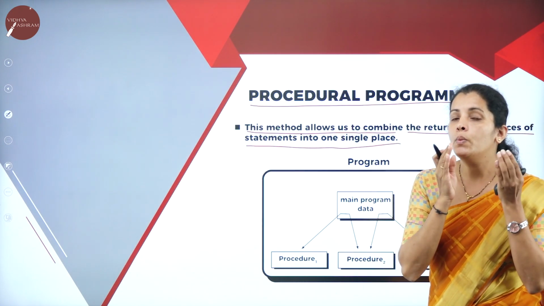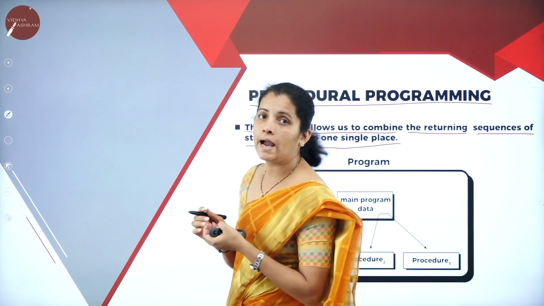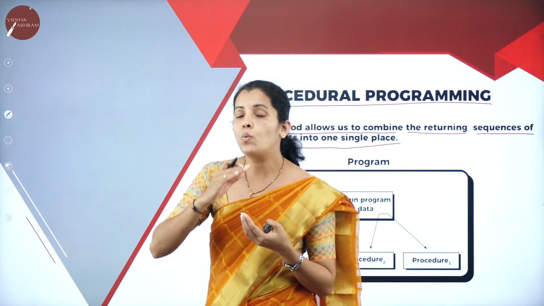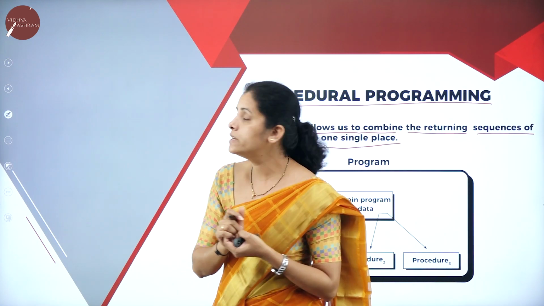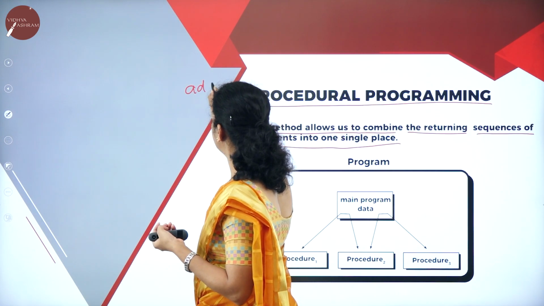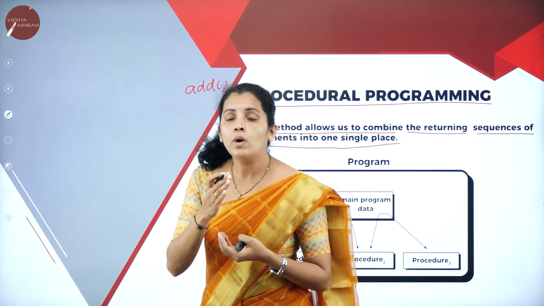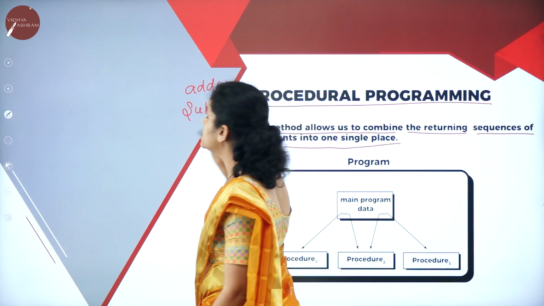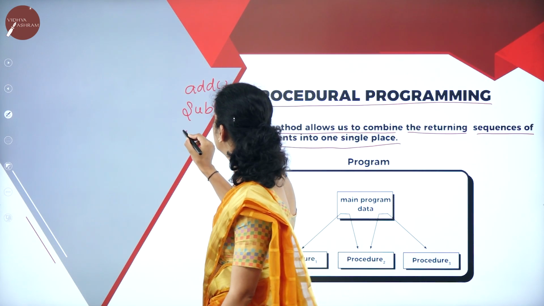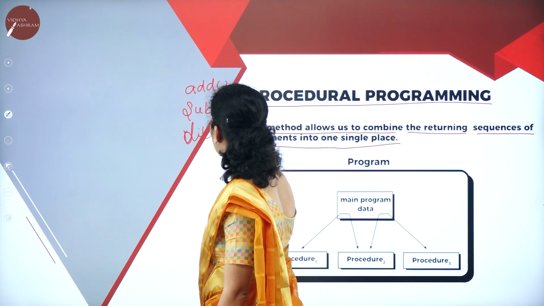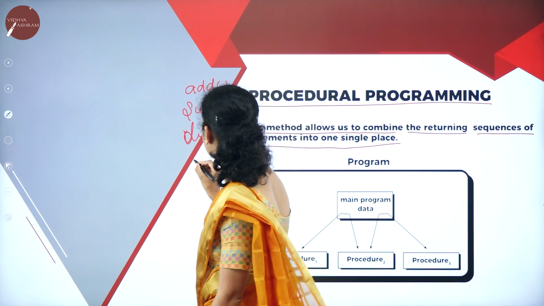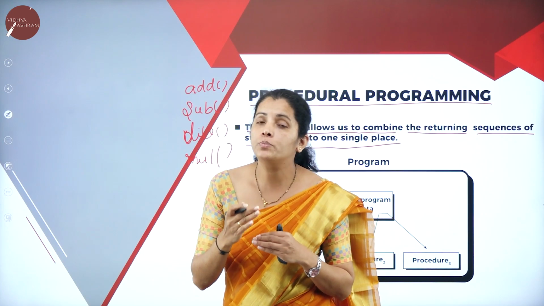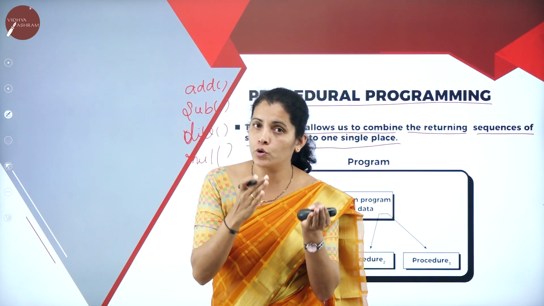So consider a very simple example. Think that I want to create a basic calculator. So what are the options I'm going to have here? That is addition. Then what is my next option? That is subtraction. Then what is my next option? That is division. Then what is my next option? That is multiplication. So these are the certain options or operations I want to provide.